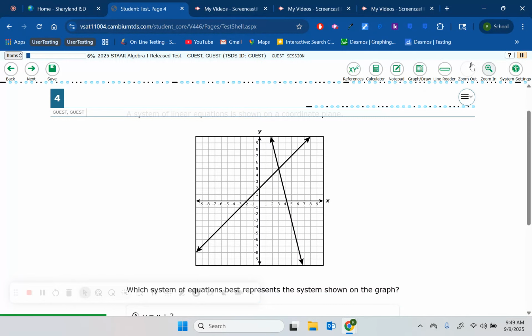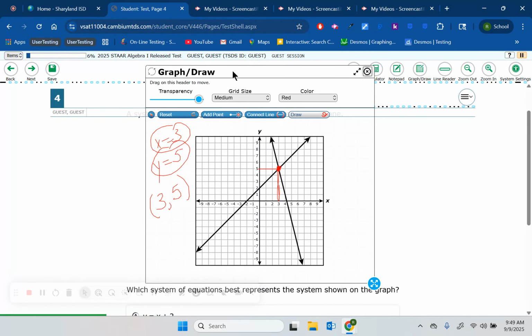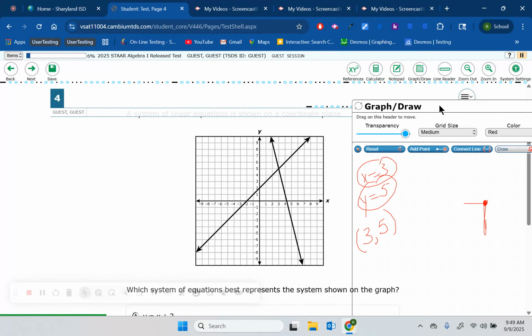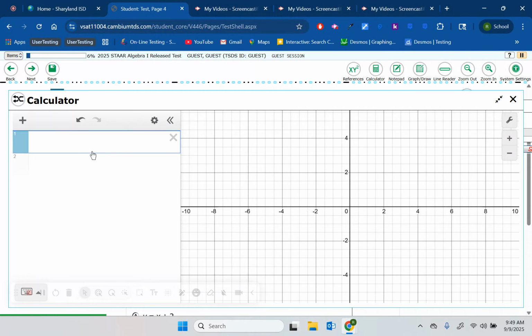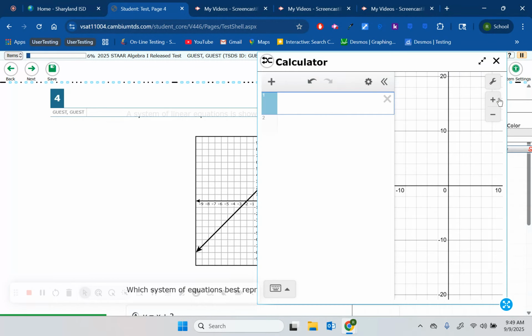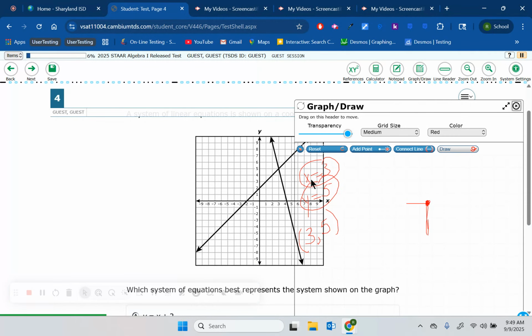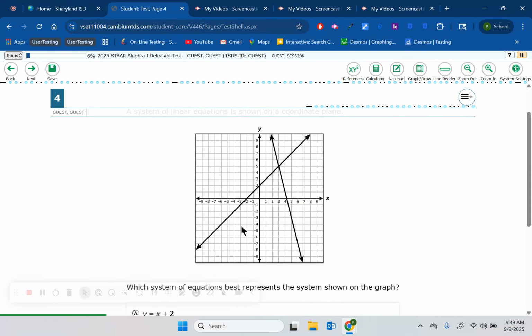That's actually the calculator. Right here. Done. So I already know that I want x equals 3, y equals 5. And then I can use my calculator if I need to. I don't know what I did there, let me see if I can make that smaller. There we go. So there it is.